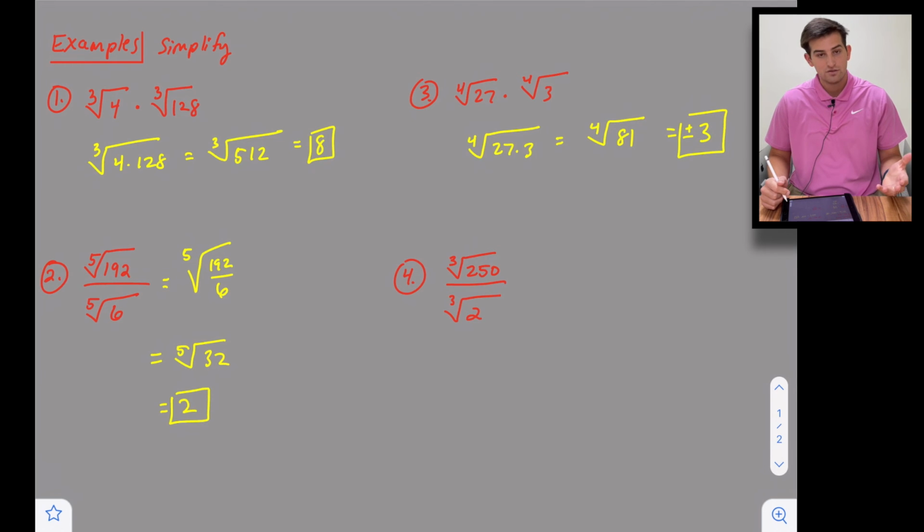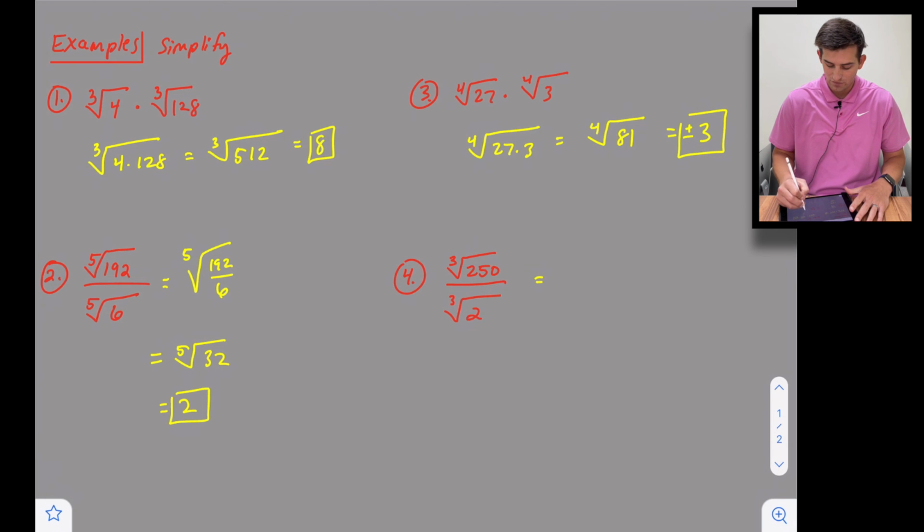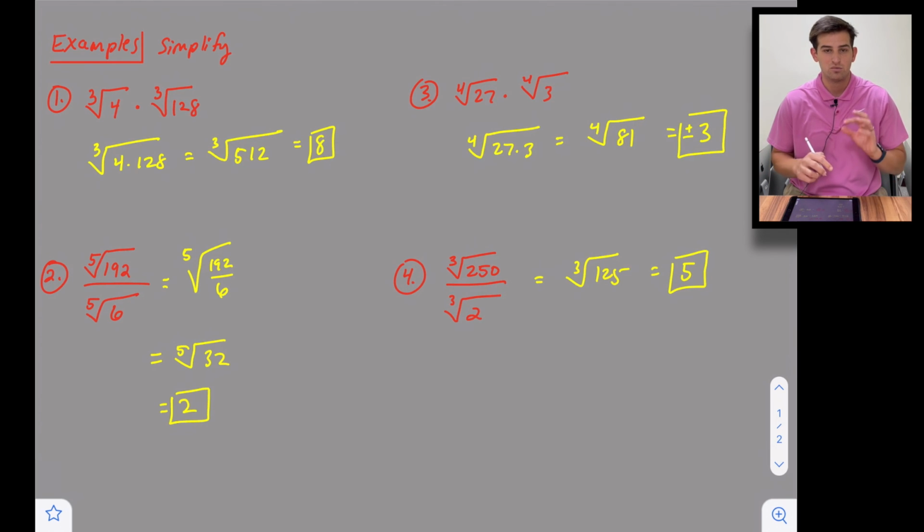All right, number 4. We have the cube root of 250 divided by the cube root of 2. And so we could do 250 divided by 2. We know that to be 125. And the cube root of 125 would be 5. Okay? And so that's a little bit about the product rule for radicals and the quotient rule for radicals.